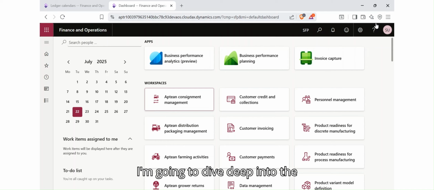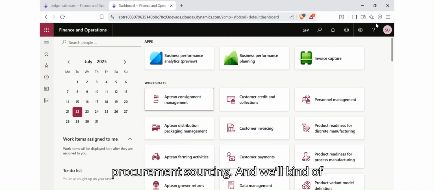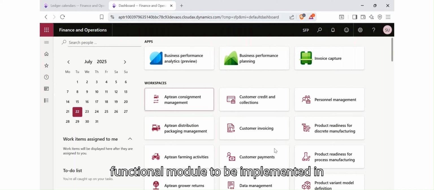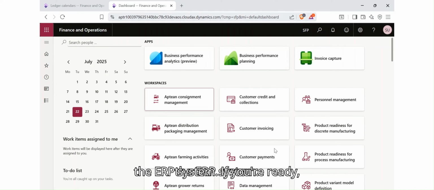I'm going to dive deep into procurement and sourcing, and we'll explore what it means, why it is so critical for any business, and mostly why it is often the first functional module to be implemented in the ERP system. If you're ready, let's get started.